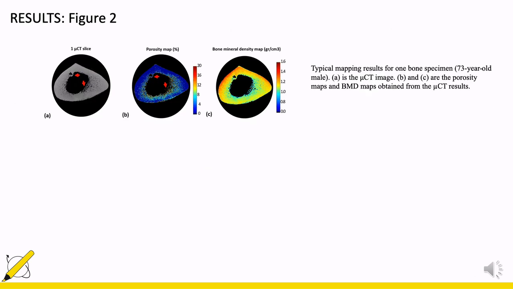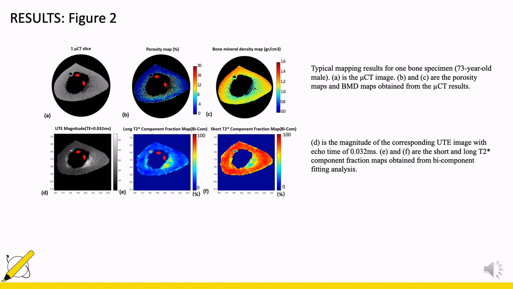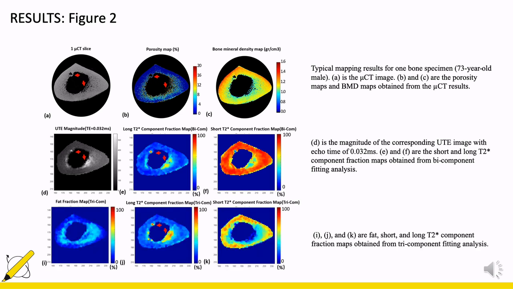Figure 2 is a typical mapping result for one bone specimen. A is the micro-CT image, while B and C are porosity and BMD maps obtained from the micro-CT. Then D is the magnitude of the corresponding UTE image with echo time of 32 microseconds. E and F are the short and long T2 star component fraction maps obtained from the bicomponent fitting analysis. I, G, and K are fat, short, and long T2 star component fraction mappings obtained from tricomponent fitting analysis.